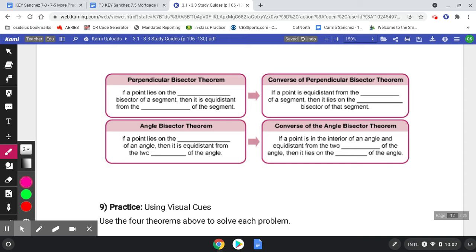Perpendicular bisector theorem says that if a point lies on the perpendicular bisector of a segment, then it is equidistant from the endpoints of a segment. Because bisector means it's cutting that piece, that segment, into 2 equal parts. So what's the converse of that? If a point is equidistant from the endpoints, then we can use that to prove that it lies on the perpendicular bisector.